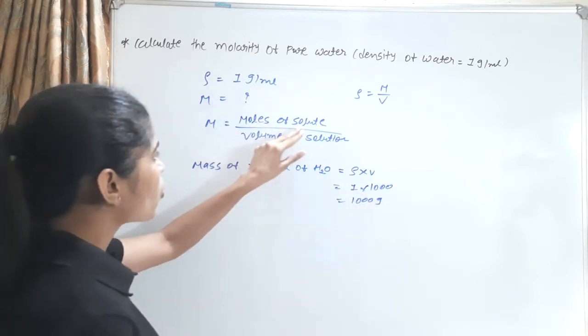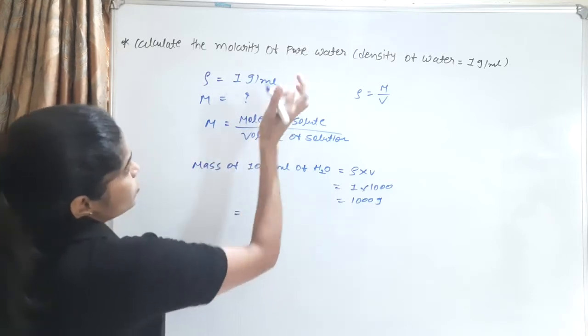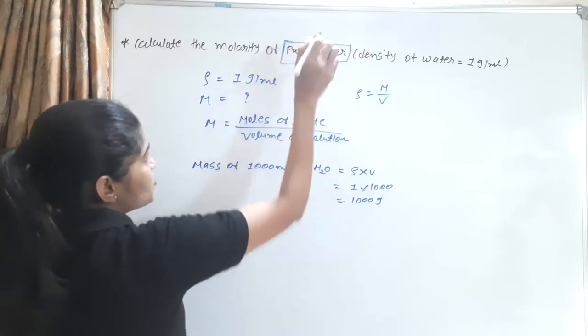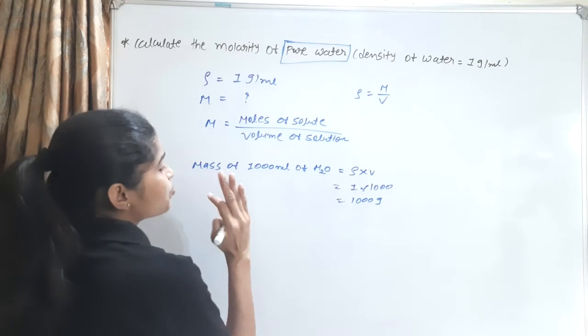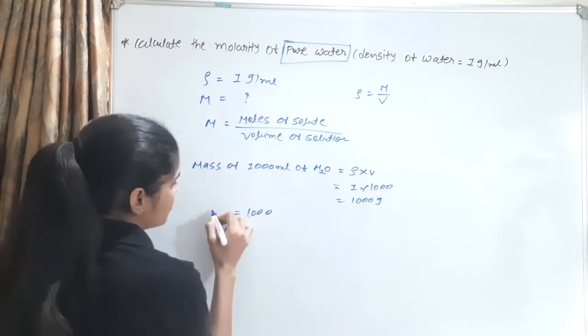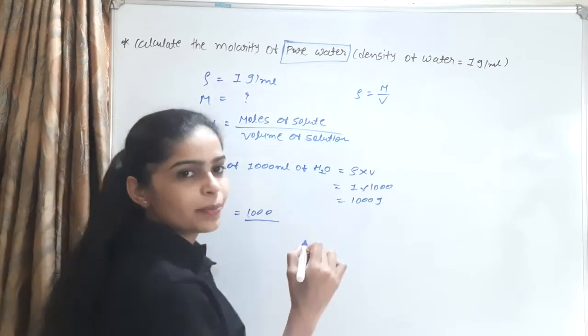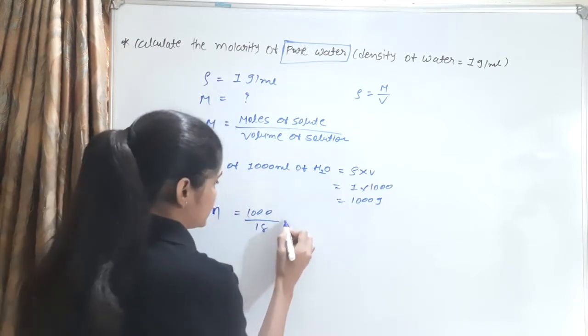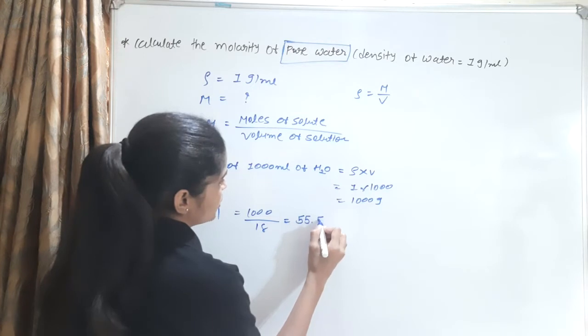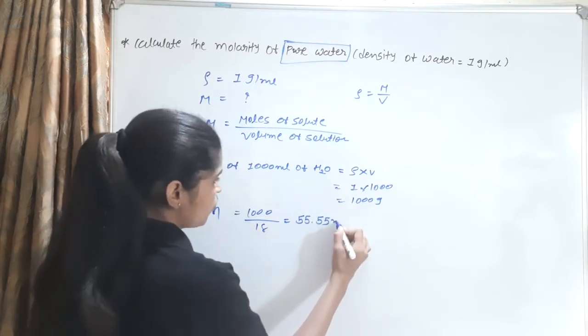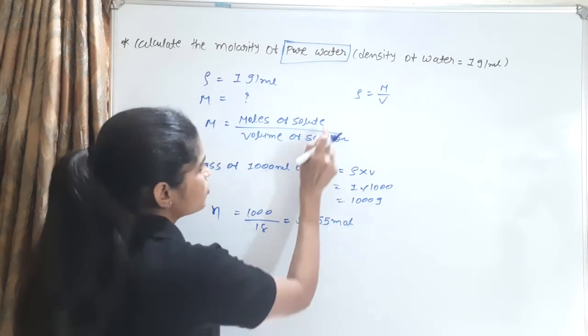Then find out the moles of solute. Only one is given, the pure water. So find out the moles of pure water. n is equal to weight upon molar mass. Molar mass of H2O is 18. That is 55.55 mole. Then this value is put in this equation.